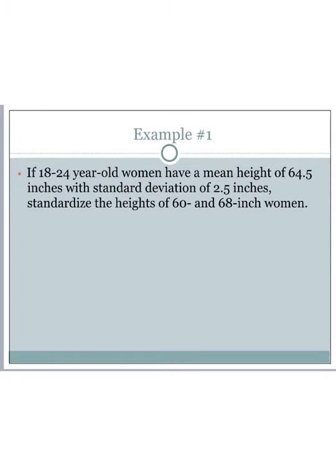Now here's just a couple of examples. Okay, if 18 to 24 year old women have a mean height of 64.5, so that means mu is 64.5, and we know it's mu, not x bar, because it's all women. Okay, if it said a sample of 30 women, then it would be x bar. But because it's the population, then it's mu, sorry. And then a standard deviation of about 2.5. And it wants us to standardize the heights for 60 and 68-inch women.